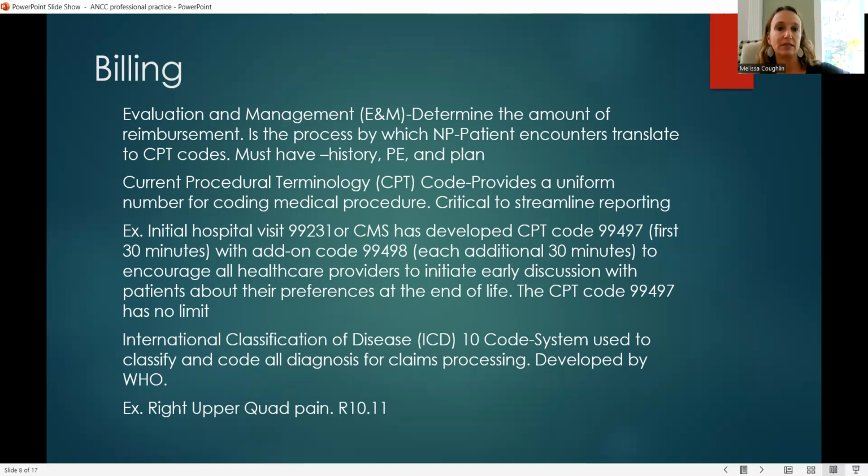So this is an example of a CPT code. It's like 99497 for early discussions of preference about end of life, and 99497 has no limit. And then you have the ICD-10 codes, which classify and diagnose for all claims processing. And that's developed by the World Health Organization. And that's, if you put in R10.11, that is coded as right upper quadrant pain.